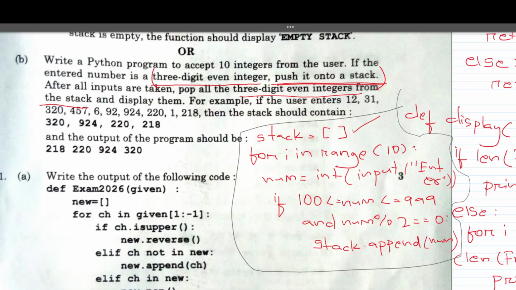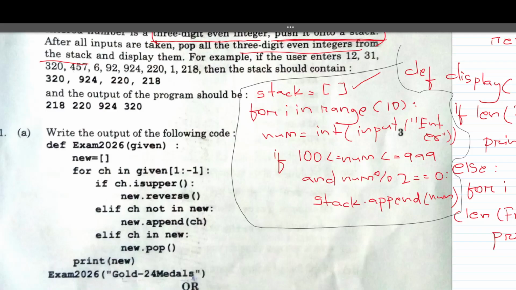Now write the output of the following code. 31A. Given is the string GOLD-24 MEDALS. So here it says start and stop is given. Okay, so let me write it: GOLD-24 MEDALS. This is my -1. It needs to stop here and it needs to start from here. So I have understood my range. This -1 won't be included, so I will be thinking of this part only.